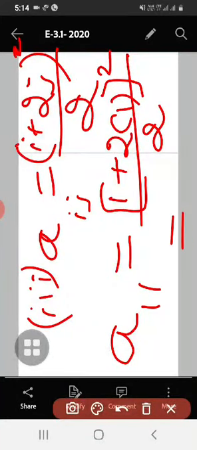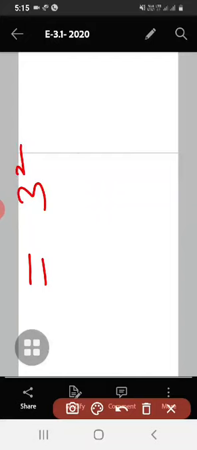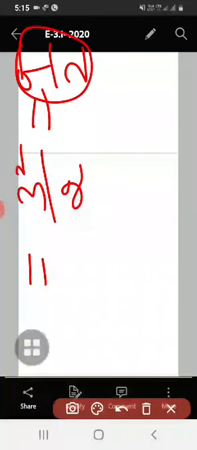So it becomes 1 plus, 2 into 1 that is 2: (1 plus 2) whole square divided by 2. So 1 plus 2 is 3. In the next step, 3 square, we'll write that in the next step here. That is 3 square by 2, so that will be 9 by 2. Okay, this is A11.